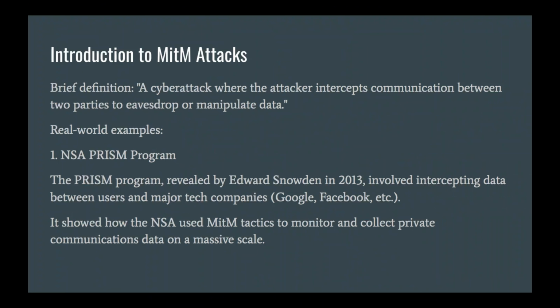Real world examples. In 2013, Edward Snowden revealed that the PRISM program intercepts data between users and major tech companies like Google, Facebook, etc. It showed how the NSA used man-in-the-middle tactics to monitor and collect private communications data on a massive scale.